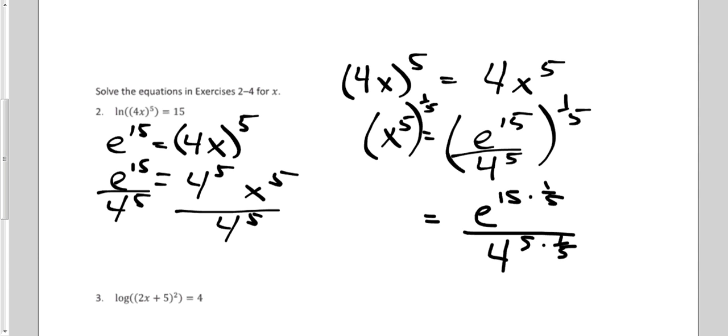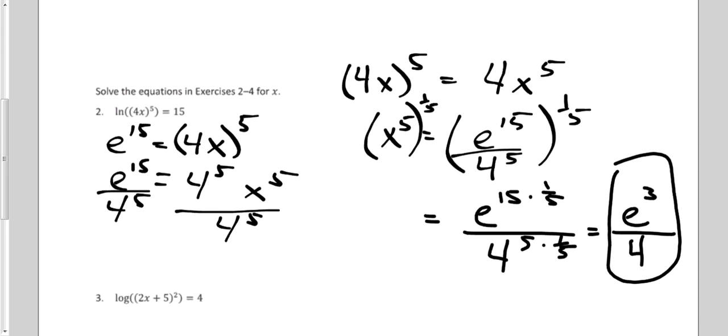Because what happens to the 15th and the 1/5? What's 15 times 1/5? 3. So this equals e cubed. And then 4 to the 5th times 1/5. What's 1/5 times 5? 1. So this is just 4. Can I simplify this any more? I could punch in the number for e and cube it and then divide it by 4, but I prefer this. That's what x equals, right? X equals e cubed over 4.